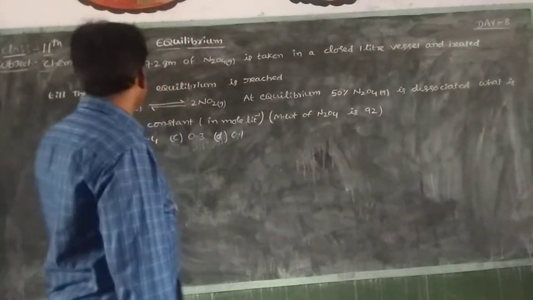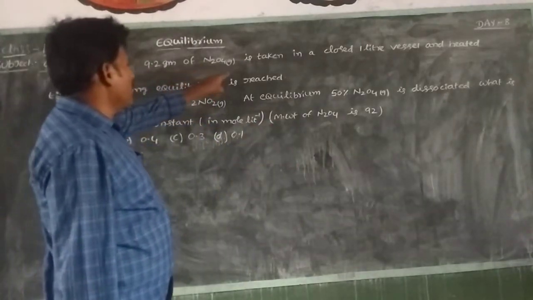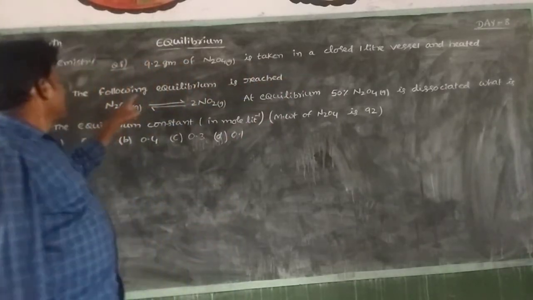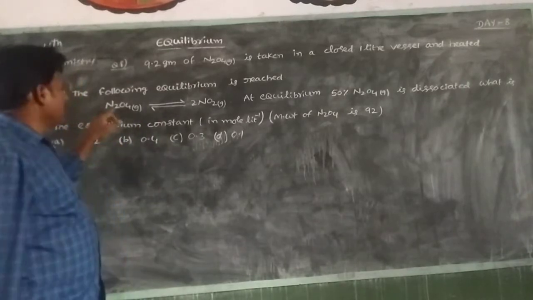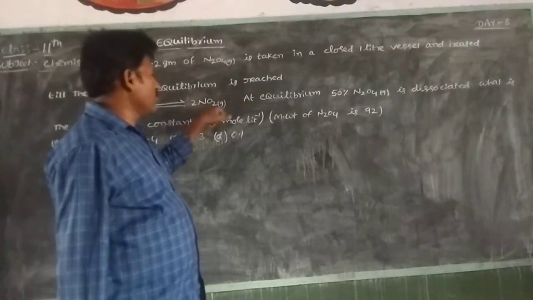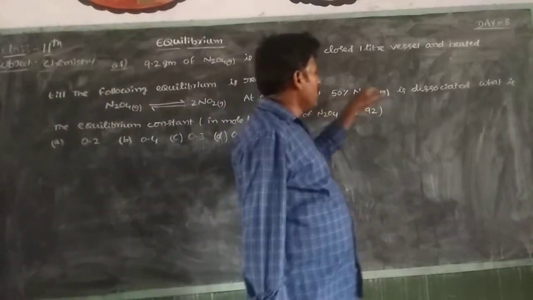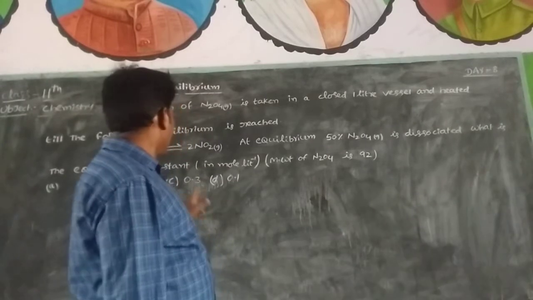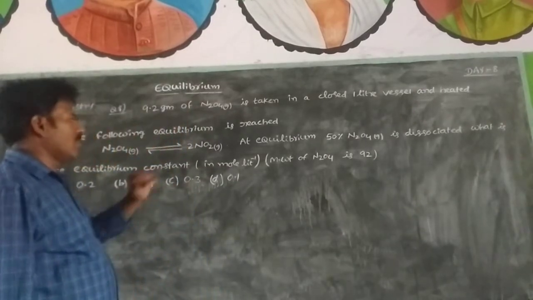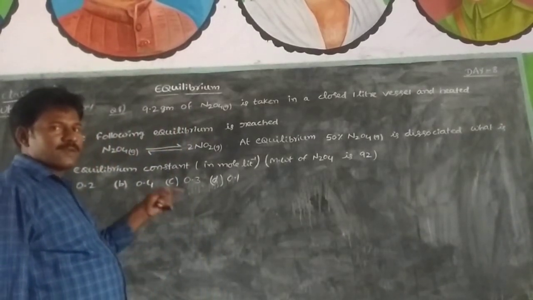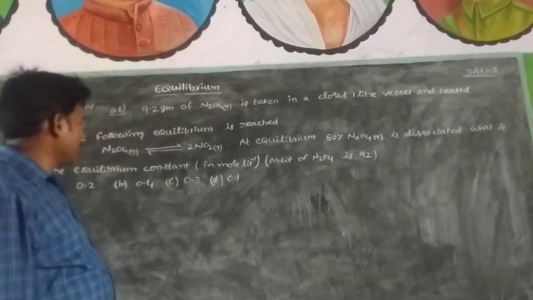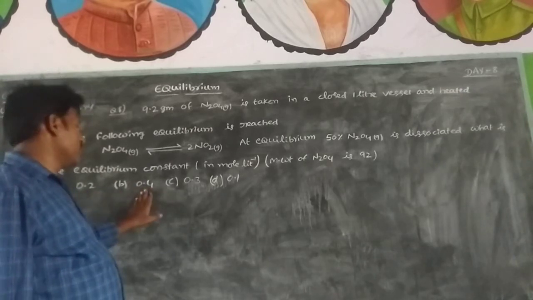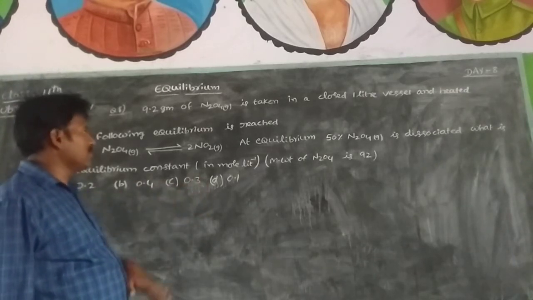Next problem: 9.2 grams of N2O4 gas is taken in a closed 1 liter vessel and heated till the following equilibrium is reached. N2O4 gas in reversible reaction with 2NO2 gas. At equilibrium, 50% of N2O4 gas is dissociated. What is the equilibrium constant in mole per liter? The molecular weight of N2O4 is 92. Options are already given: A 0.2, B 0.4, C 0.3, D 0.1.